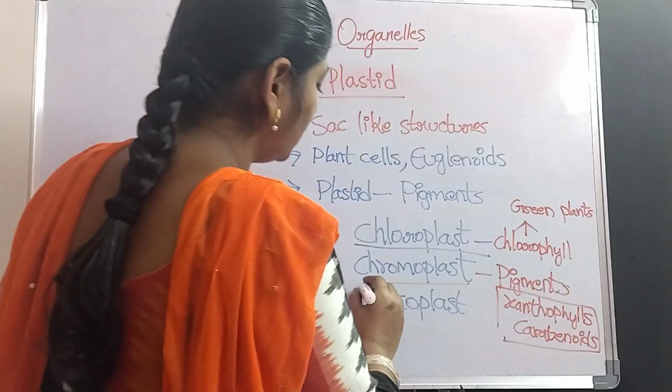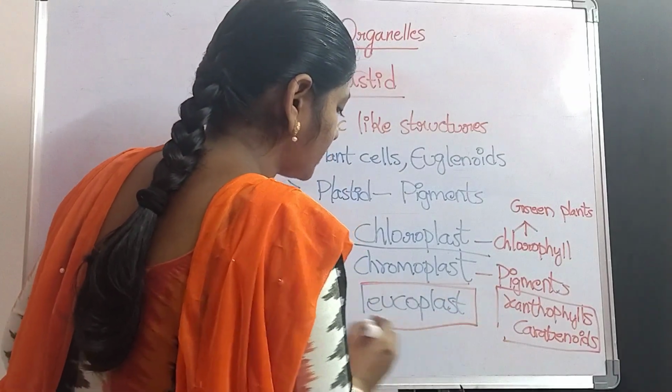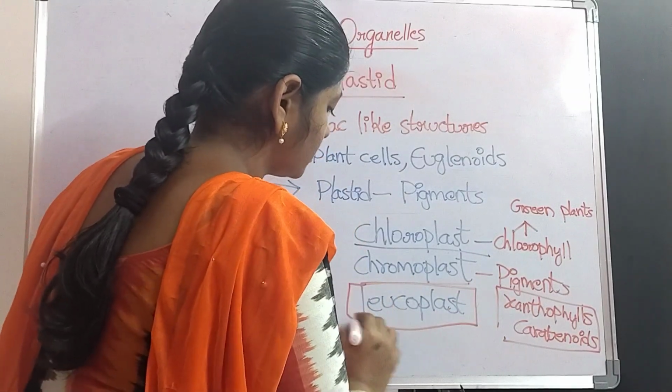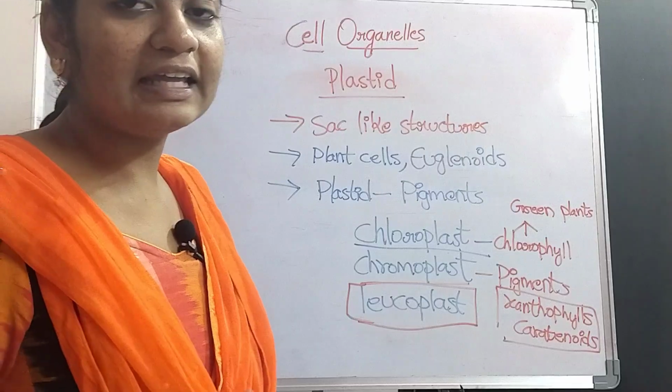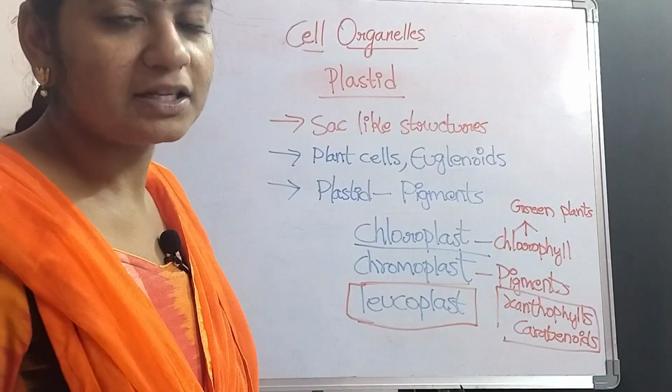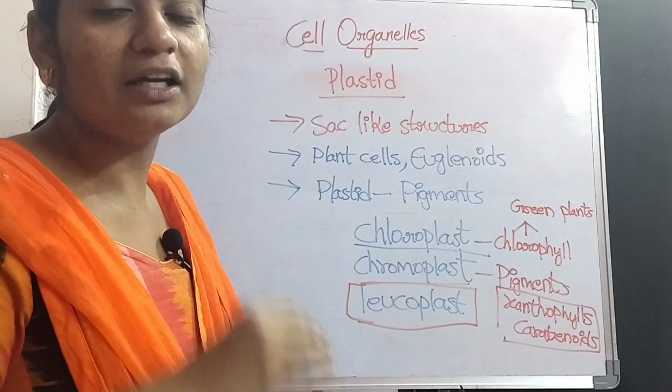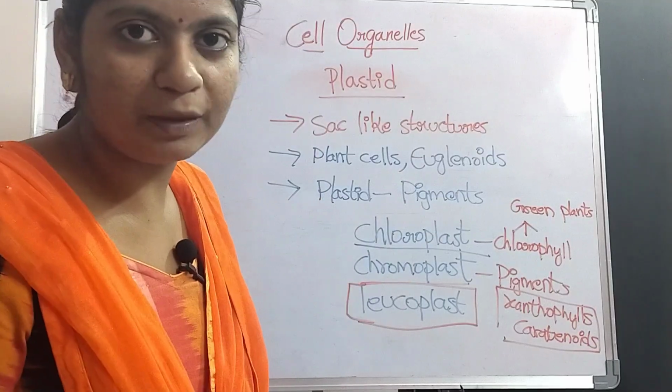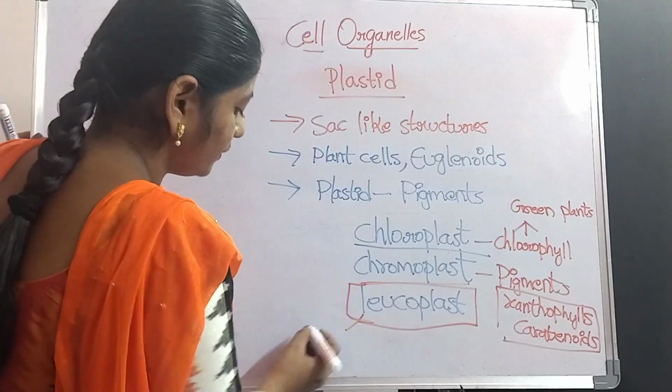And what are the pigments that are present in the leucoplast? The leucoplasts are again divided into three main types. What is the function of the leucoplast? The leucoplasts are colorless. They do not contain any type of pigments. These are colorless.